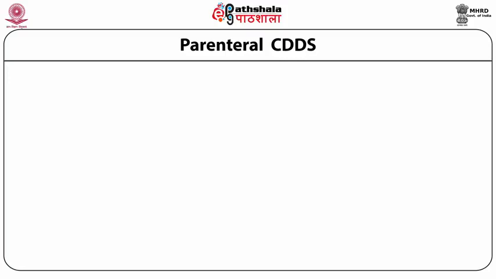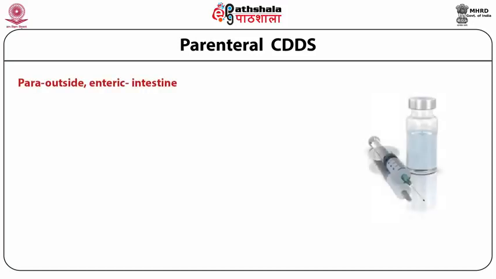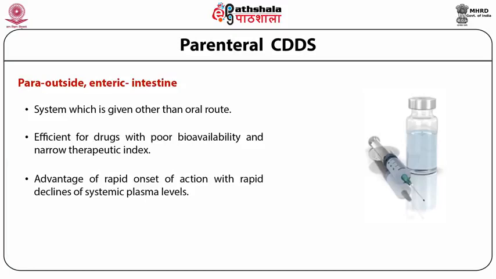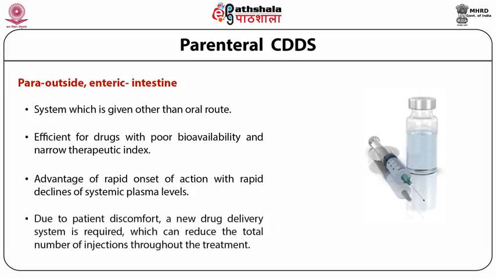To begin with, parenteral comprises two words: para, which means outside, and enteron, which is intestine. So it is a system which is devised besides the oral route. It is very efficient for drugs with poor bioavailability and narrow therapeutic index. It has a very specific advantage of rapid onset of action with a rapid decline of the systemic plasma levels of drug. But it has a very salient disadvantage: it leads to patient discomfort.